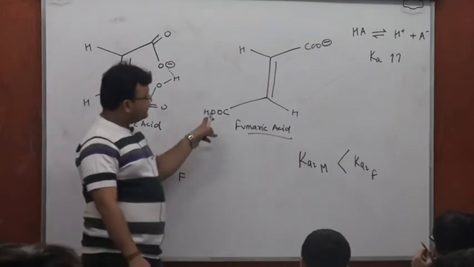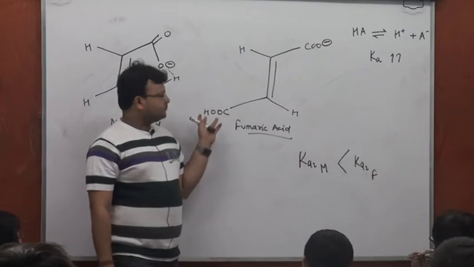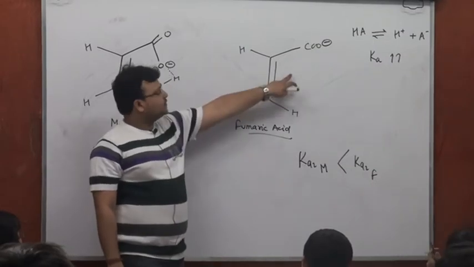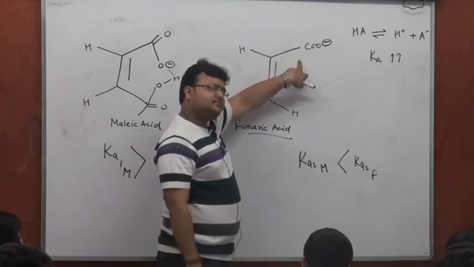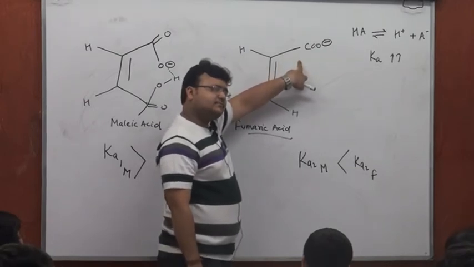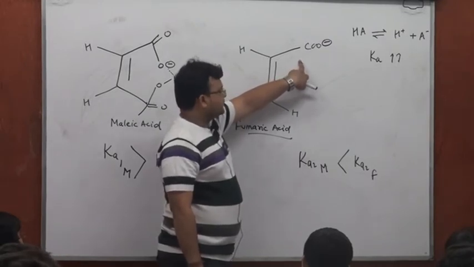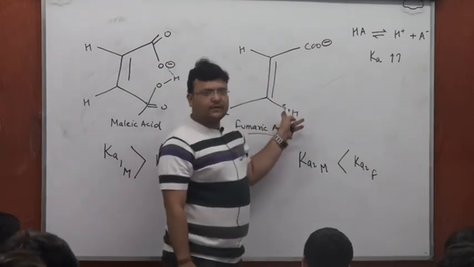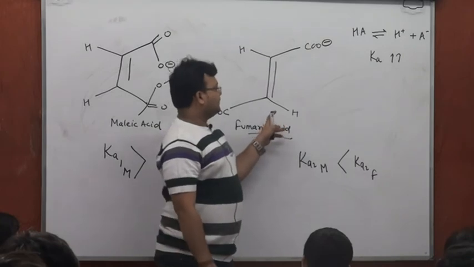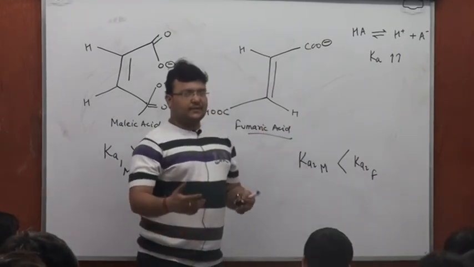Hydrogen is attached to? No, hydrogen is attached to a carbon. Oh, yes. There is also hydrogen there, but it is not forming hydrogen bond because this hydrogen is attached to carbon. So, you want to ask me why this hydrogen is not involved in hydrogen bonding? Fine. I thought you were trying to explain something.